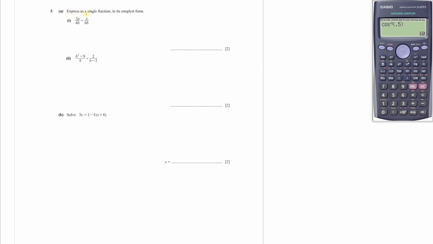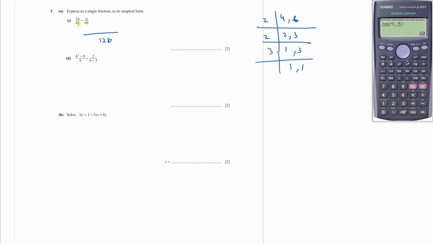Question 5 is express as a single fraction in its simplest form. So 3a over 4b minus a over 6b. So the LCM of 4 and 6 will be, let's calculate it quickly. 4 and 6 are divisible by 2. 2 2s are 4, 2 3s are 6. 2 times 1 and 3 as it is, and then 3 times 1 and 1. So 3 2s are 6, 6 2s are 12. So your LCM here is 12b.